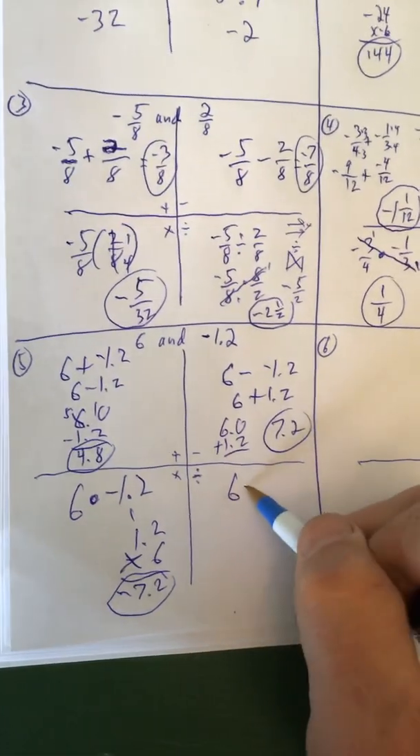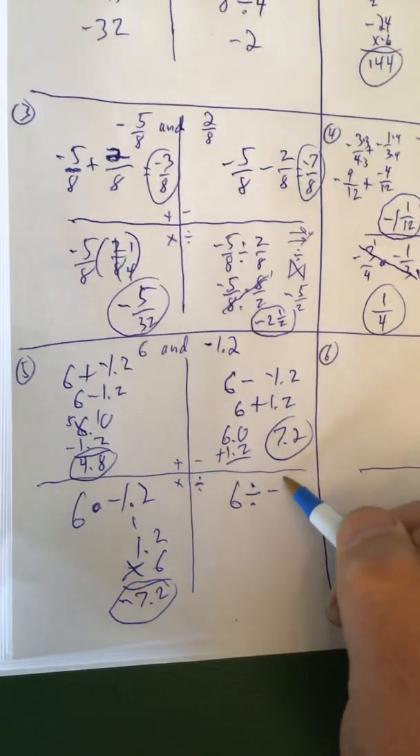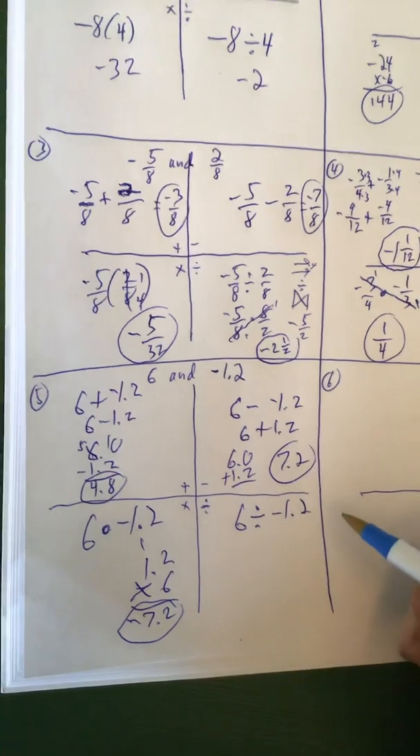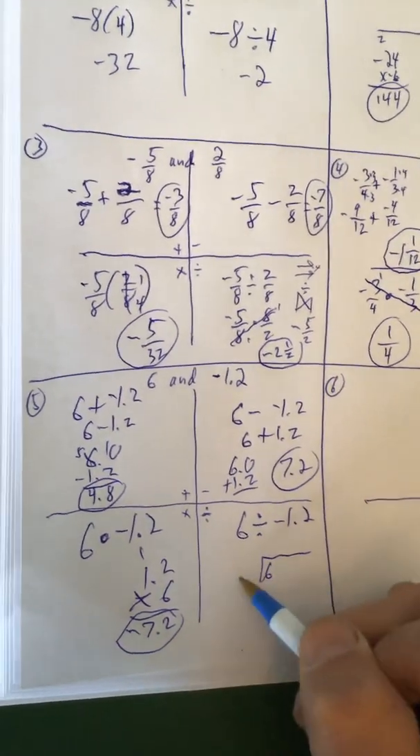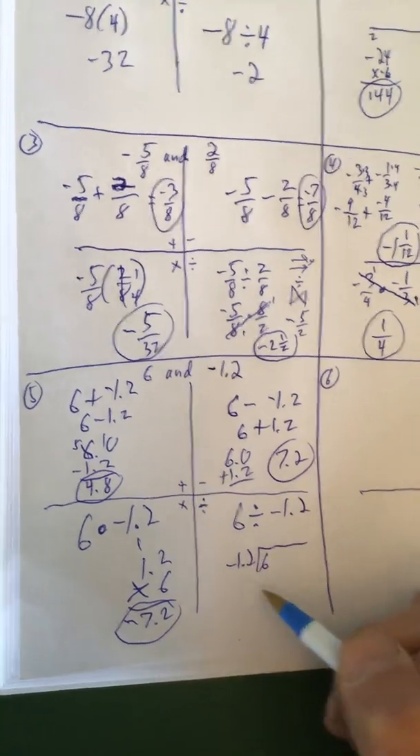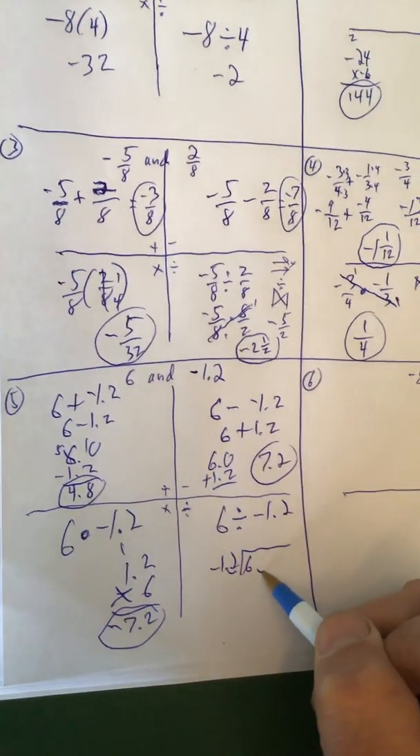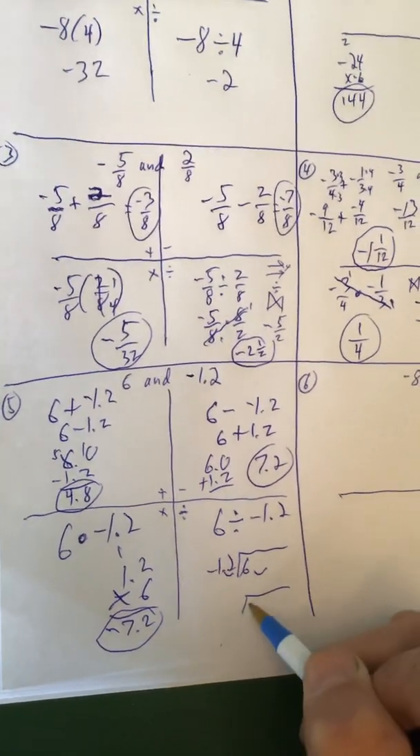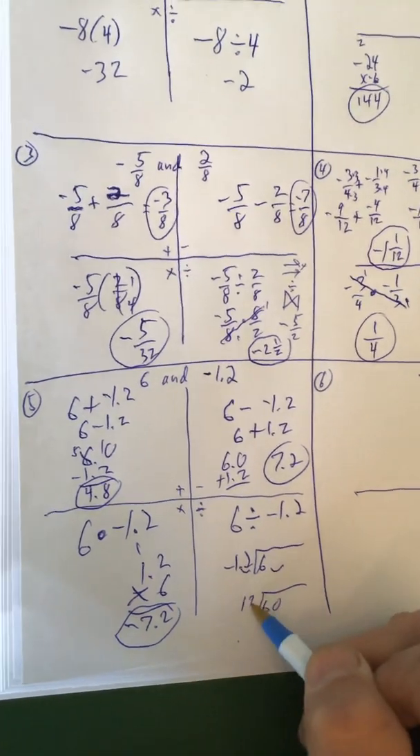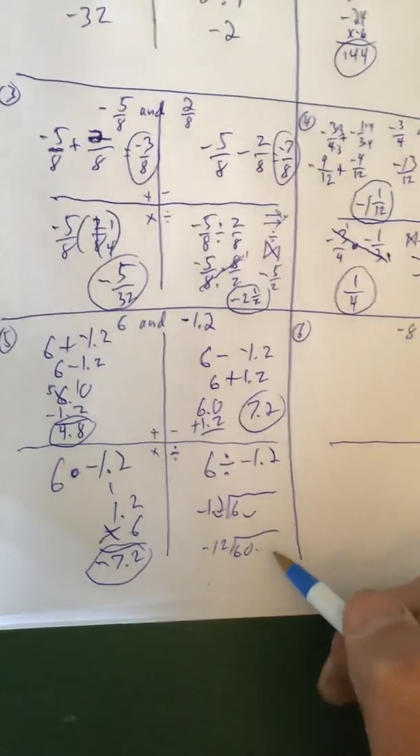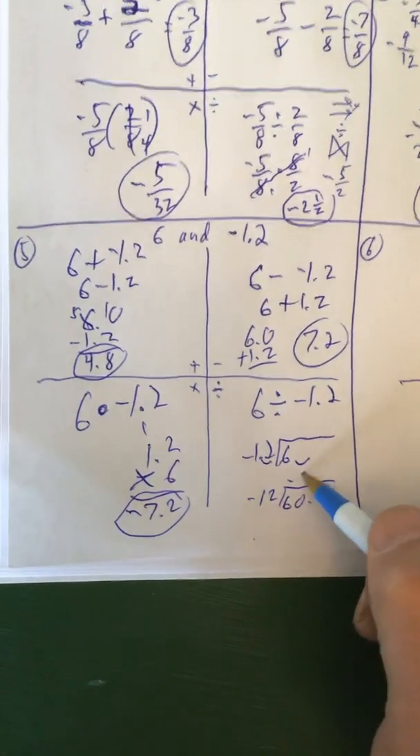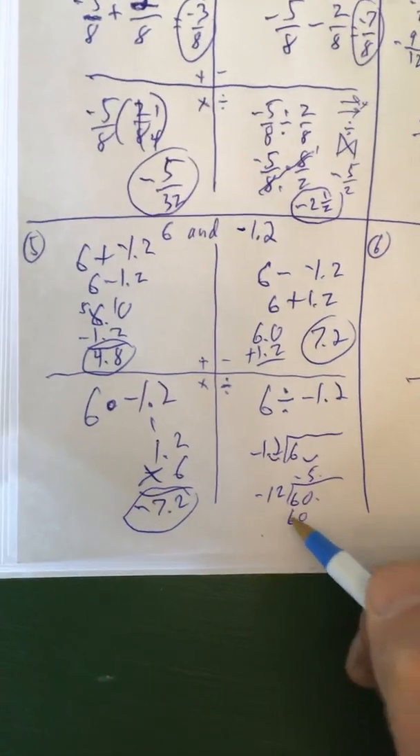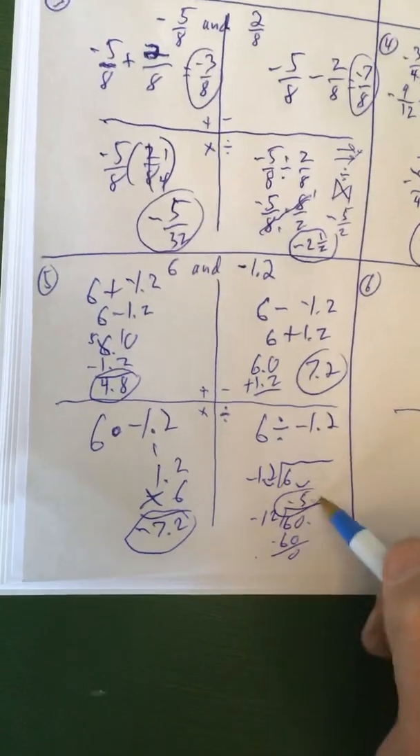And then 6 divided by negative 1.2. Well, the 6 goes inside, the negative 1.2 goes outside. I have to move this 1, so I have to move this 1. So really, this is just 60 divided by negative 12. Multiplying and dividing signs are different. Answer is negative. And 5 times 12 is 60. So your answer is negative 5.